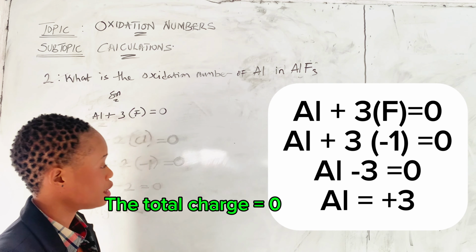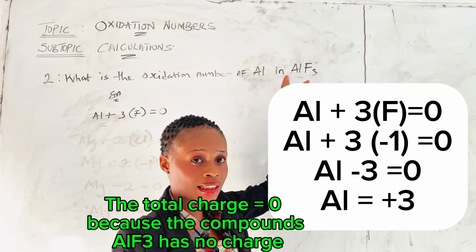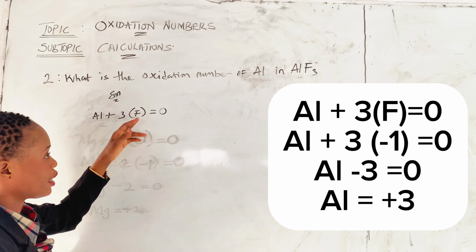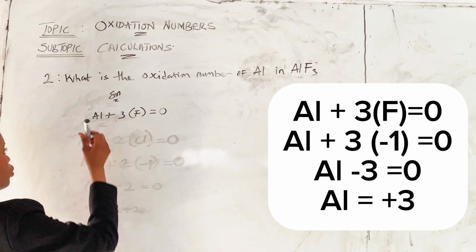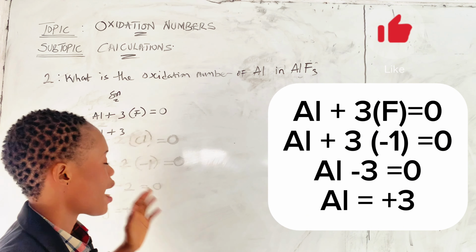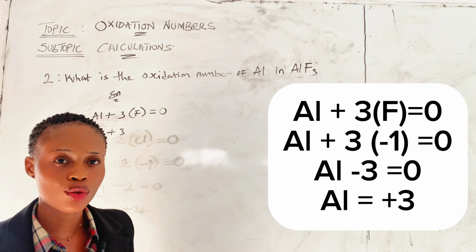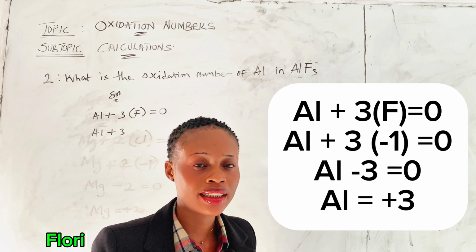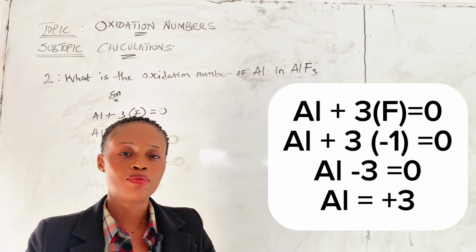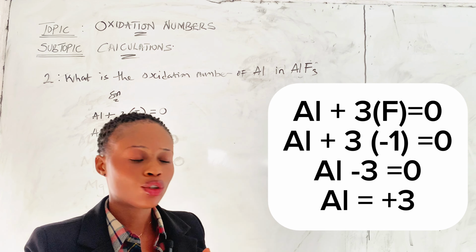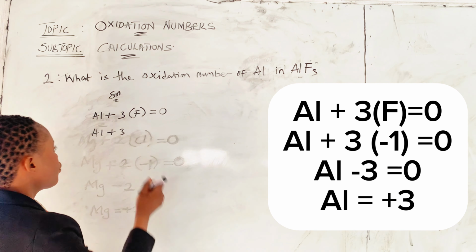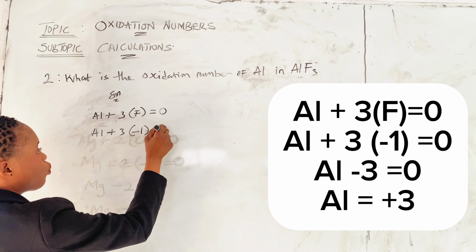And the reason it is equal to 0 is that there is no charge attached to this compound. Okay, so aluminium plus 3 in bracket F equals 0. Now, if you remember our previous lesson, I explained that fluorine, which is a halogen, is the most electronegative element in the periodic table. And because it is the most electronegative element in the periodic table, it always has an oxidation number of -1. Always. Okay, so fluorine's oxidation number is -1, equal 0.